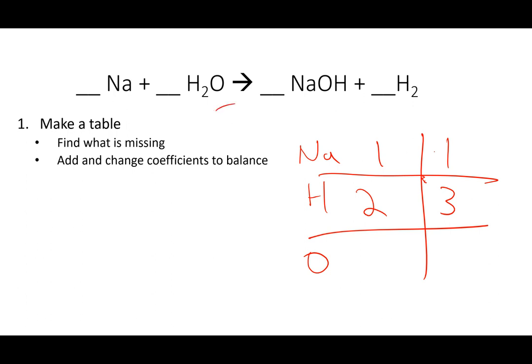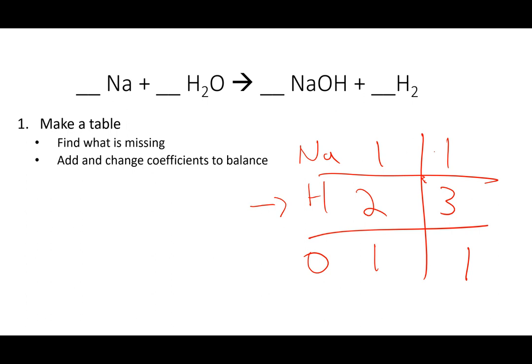Let's do O. On the left side, I have 1. And on the right side, I have 1. So it looks like we're mainly balanced except for our H's. And well, let's try to change up what we are doing here, put a coefficient here so I can get closer to balancing them. I see that I have 3 on the right side.